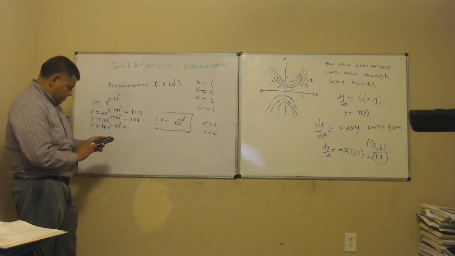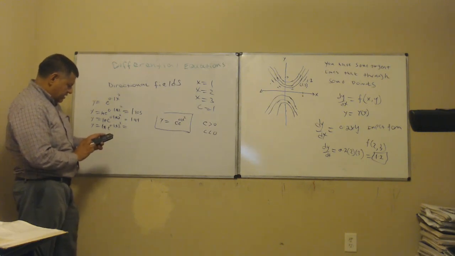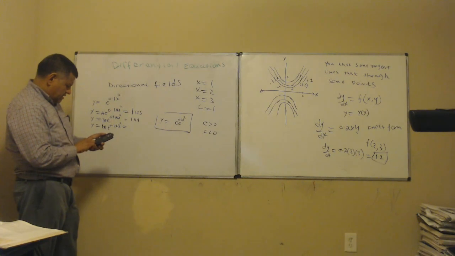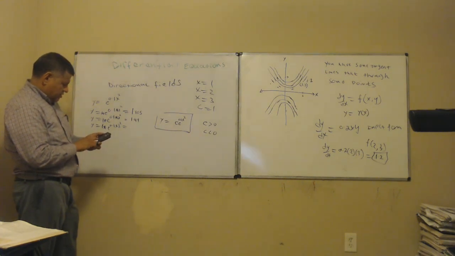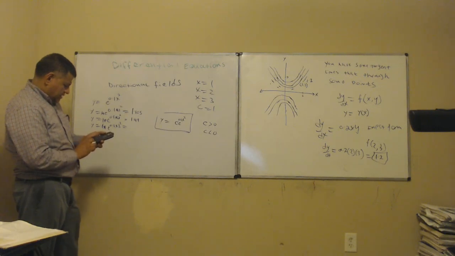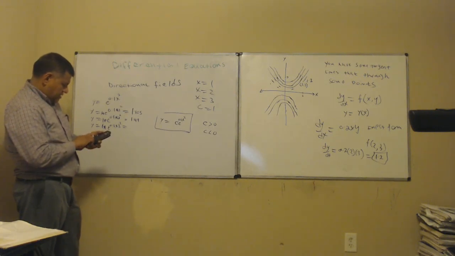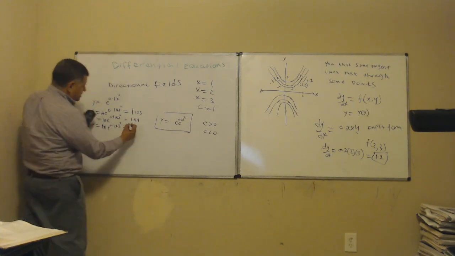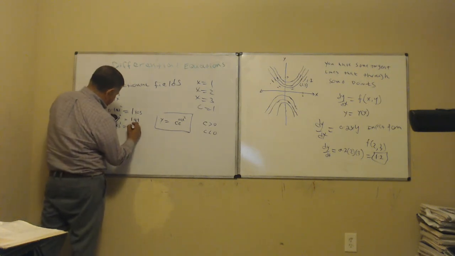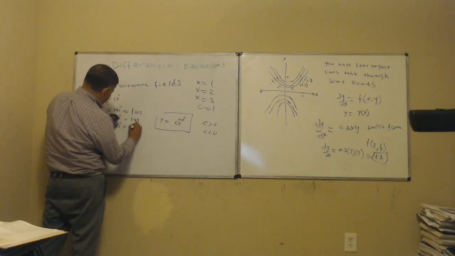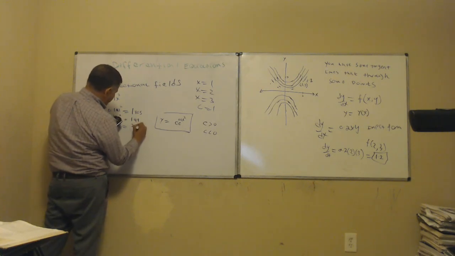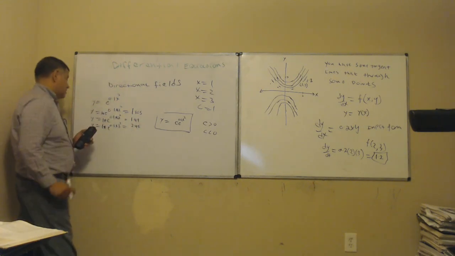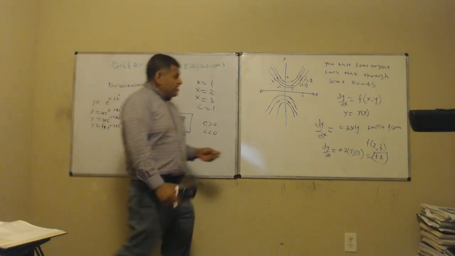So 0.1 times 3, right? So 0.1 times 3 squared, right? Now the value is increasing little by little, but it's increasing. 2.45. Isn't that what you see back here?